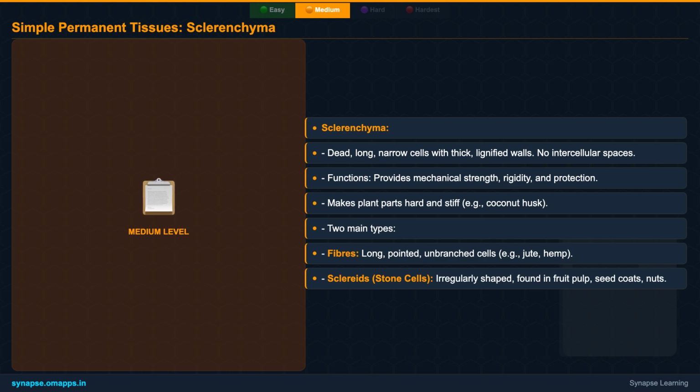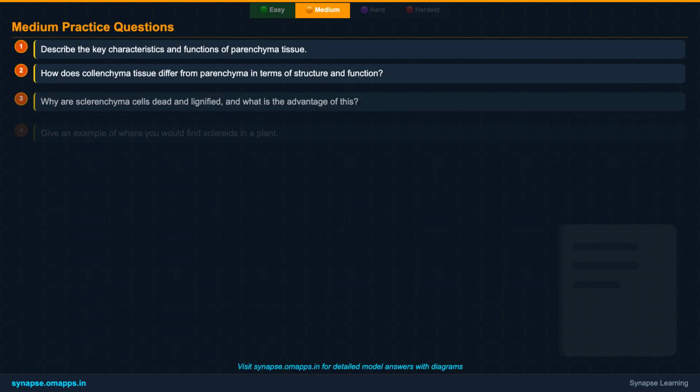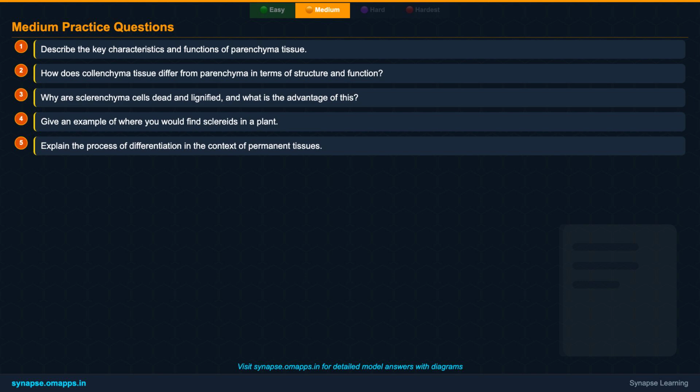They are vital for the plant's structural integrity. Alright, time for some practice questions to solidify your understanding of simple permanent tissues. First, describe the key characteristics and functions of parenchyma tissue. Second, how does collenchyma tissue differ from parenchyma in terms of structure and function?